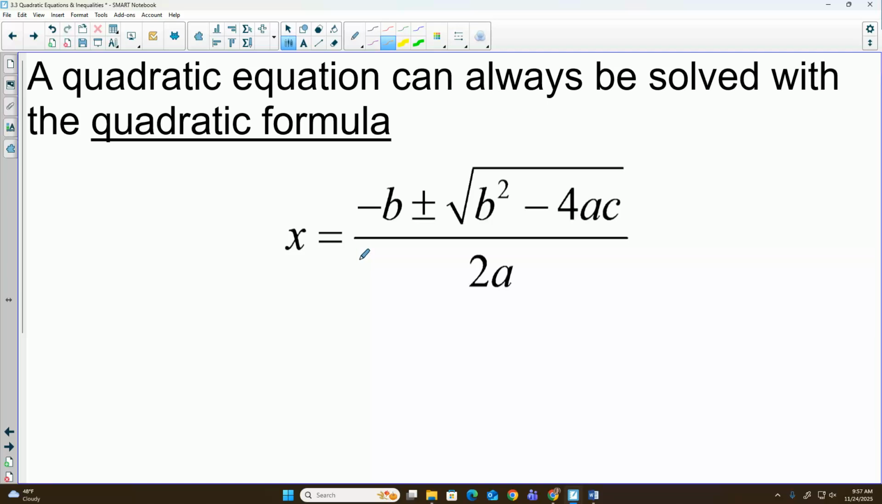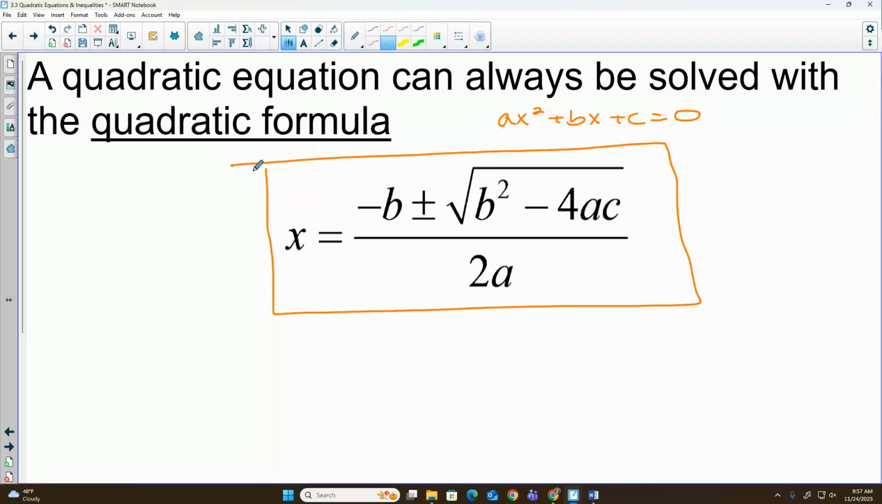This works on every single quadratic as long as it's written in the form ax squared plus bx plus c equals 0. So x is the opposite of b plus and minus the square root of b squared minus 4ac all over 2a.